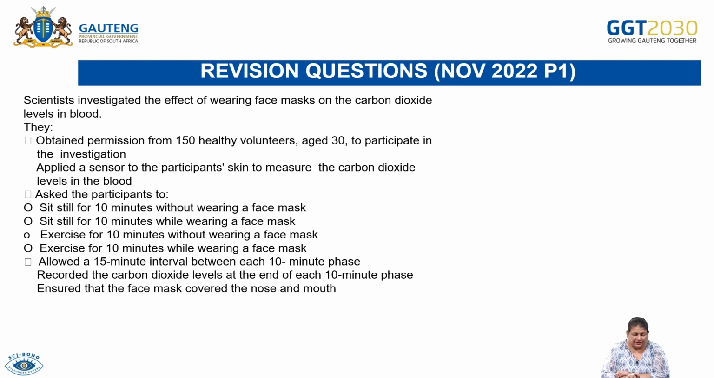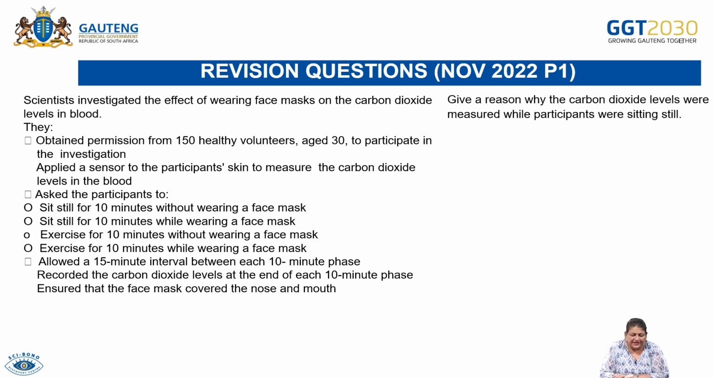Same question, same investigation, different questions. Give a reason why the carbon dioxide levels were measured while the participants were sitting still. That's because they wanted to see, is it the exercise that's producing the CO2? Is it the mask that's producing the CO2? Is it the level of activity that's causing the CO2 to increase? Or is it the wearing of a mask? Okay, so give a reason why the CO2 levels were measured while the participants were sitting still.